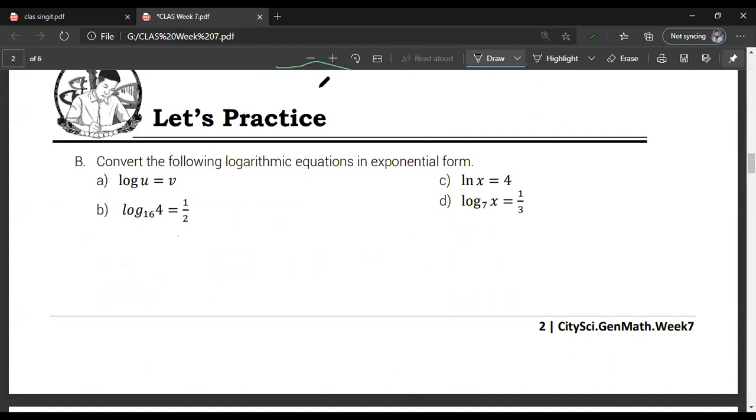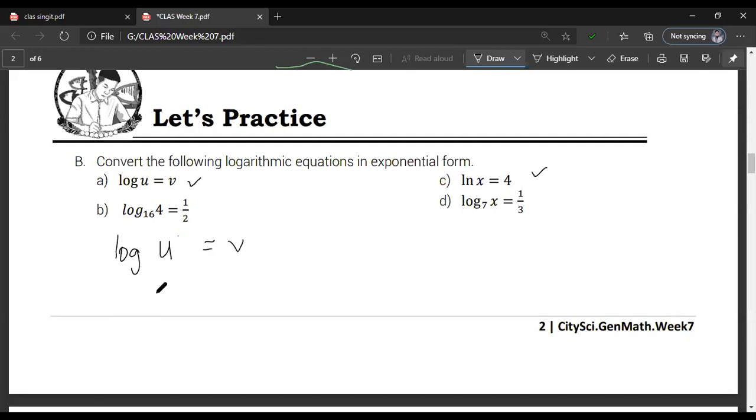So, convert the following logarithmic equations into exponential form. Babalik tayo rin naman. Sige, pili tayo. Ito na lang, A saka C. Sige, sa A, we have logarithm of u equals v.